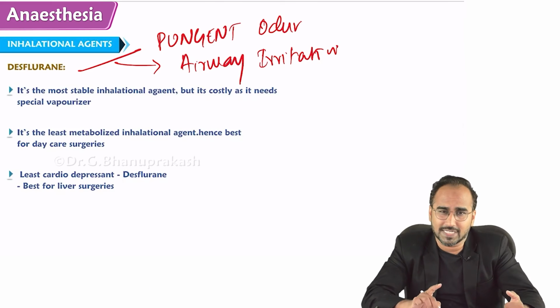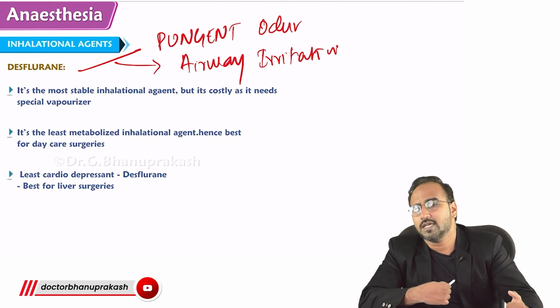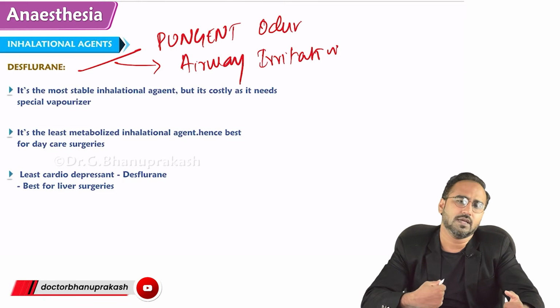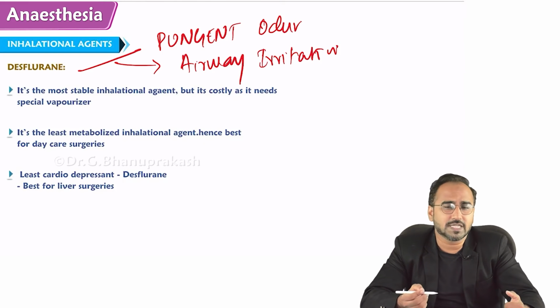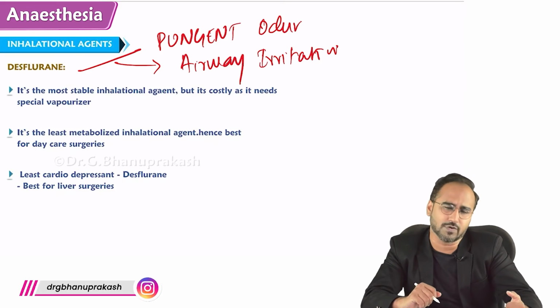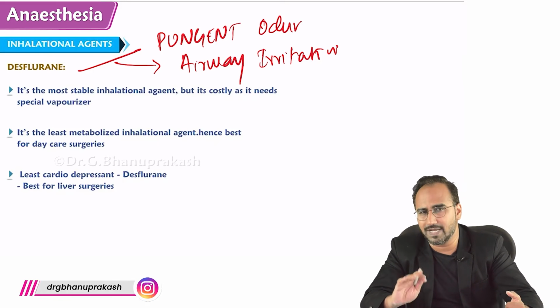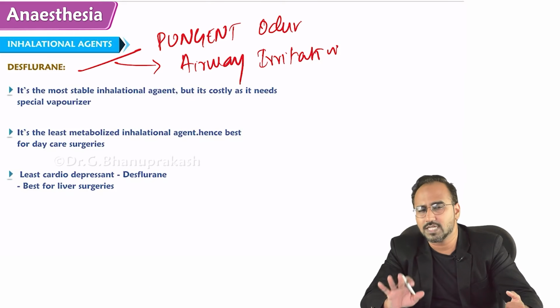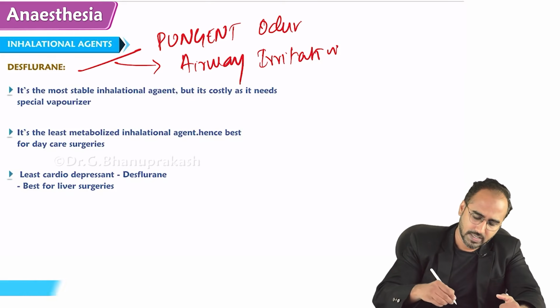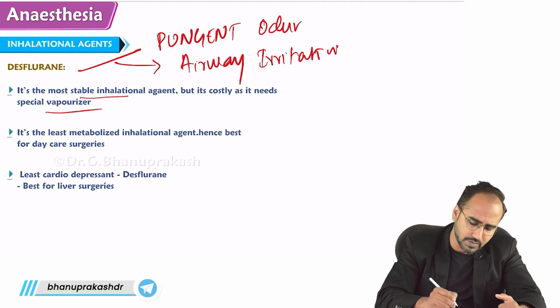But even though it is the best, it is not used commonly. Which is the commonly used agent for cardiac disease? Even though the best is DES, commonly we choose isoflurane. Next, which is the best for daycare surgery? Best is desflurane. The second best or most commonly used is sevoflurane. Why? Because desflurane is costly. So desflurane is the least metabolized inhalational agent, but as it is stored in a vaporizer, which is very costly, it is not commonly used, right?